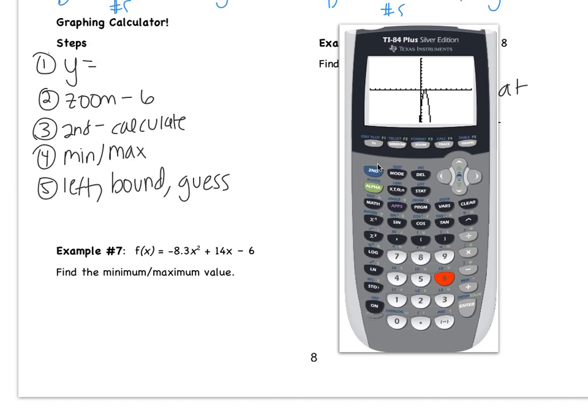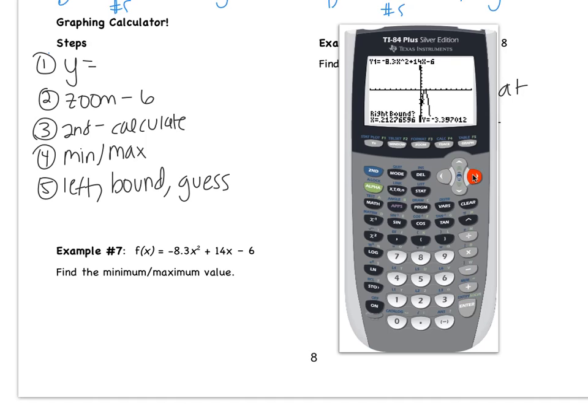Now ask yourselves, first of all, does this make sense? Well, yes, I have a negative 8.3x squared, a negative value in front of the x squared, so it's going to open down. And then, am I going to find a minimum or a maximum? Well, if it's opening down, we have a maximum value. So next, hit second calculate, and go down to maximum. Hit enter. Now I want you to scroll towards that maximum. Okay, so the calculator in the bottom left screen is asking you for the left bound or the left boundary. So that means hit left a few times and then hit enter.